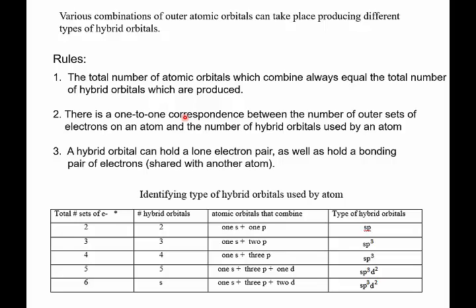A set of electrons includes lone electron pairs and bonds. And I say bonds, irrespective of whether it's a single, double, or triple. A given bond, whether it's single, double, or triple, counts as one set. So you count up the total number of sets of electrons. That number is important because that's going to equal the number of hybrid orbitals that are going to be used by that atom. And of course that also equals the number of atomic orbitals that combine. Rule number 3, a hybrid orbital can be used not only to make bonds with other atoms, it can also hold an unshared lone electron pair.